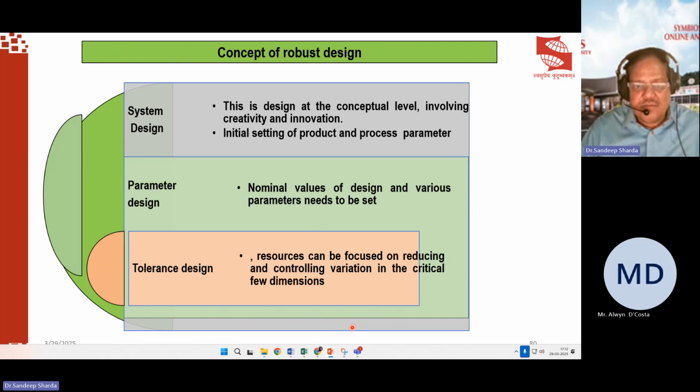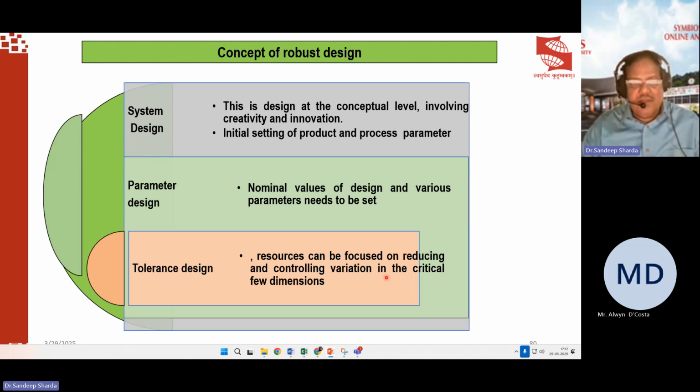Another concept which has been given by Genichi Taguchi is the concept of robust design. Under robust design, we are going to go first with the system design. This is design at the conceptual level involving creativity and innovation, and the initial setting of the product and process parameters. Then the second level is that each subsystem has the parameter design, that is, nominal values of the design, and the various parameters need to be set. And then based on each subsystem, we are going to go with the tolerance design. The resources can be focused on reducing and controlling the variation in the critical few dimensions.